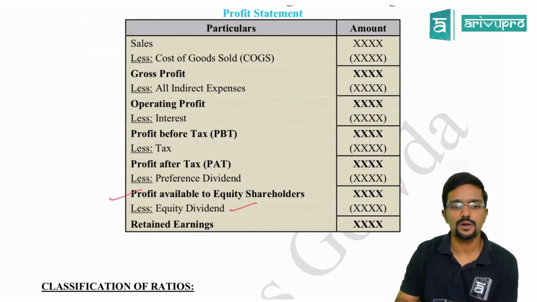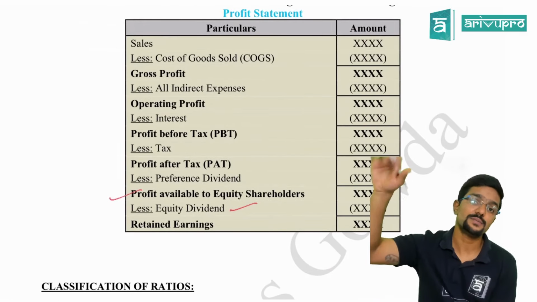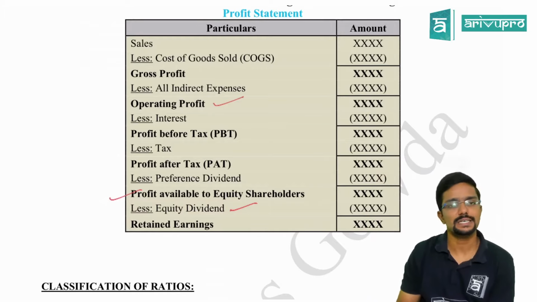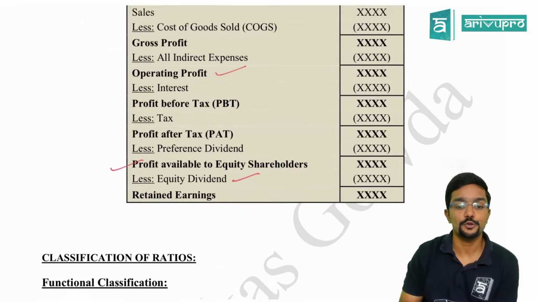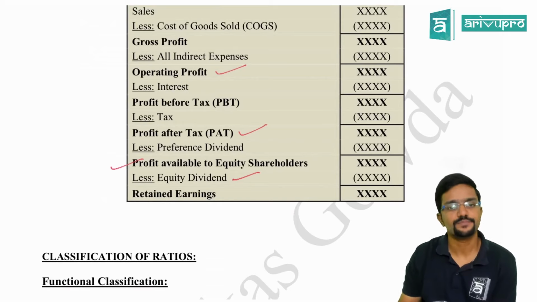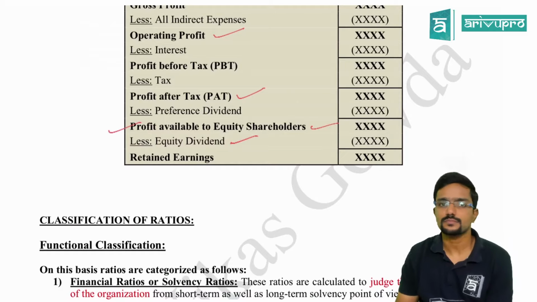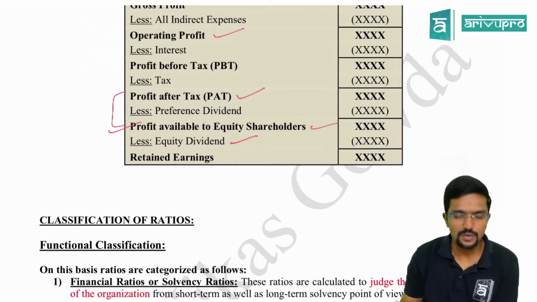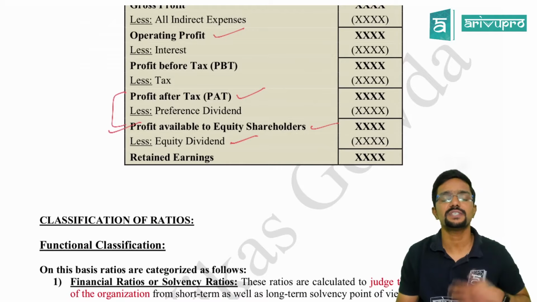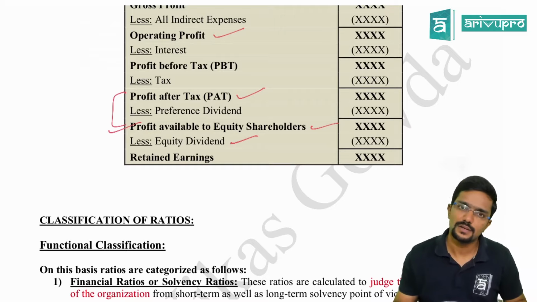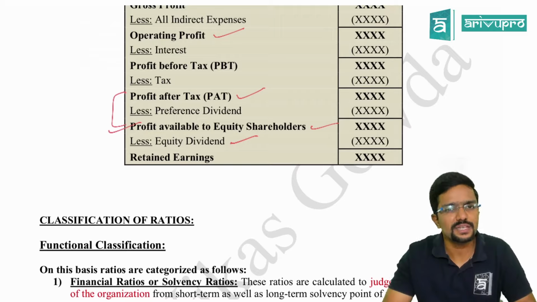If I ask you what is the profit available to the providers of long-term fund, the figure is EBIT, that is before paying interest and tax. If you ask me what is the profit available to preference shareholders, then this is the figure. Next, the profit figure available to equity shareholders is this one. Sometimes this and this will be equal: when there is no preference share capital in the company, then profit after tax is nothing but my profit available to equity shareholders. If any information is not given in the question, we have to assume it to be 0. We cannot randomly assume any figures.